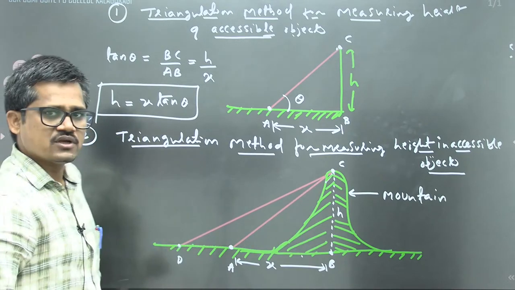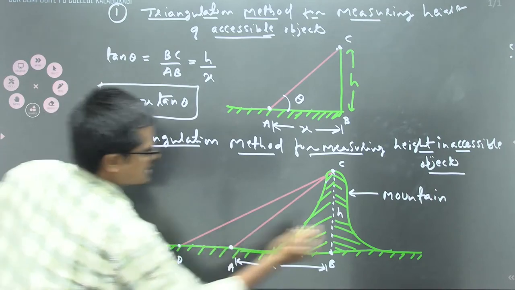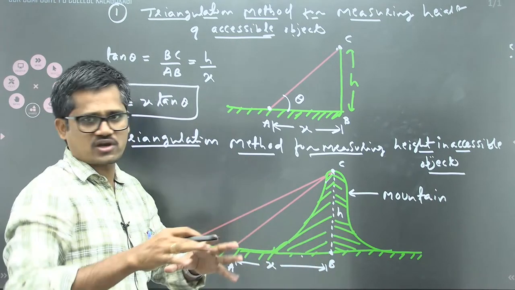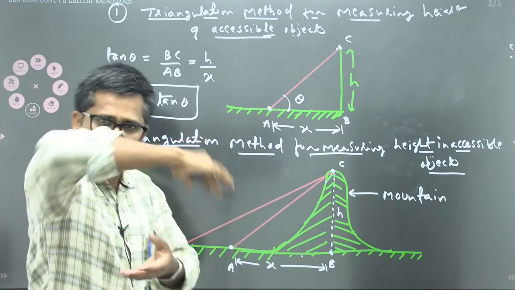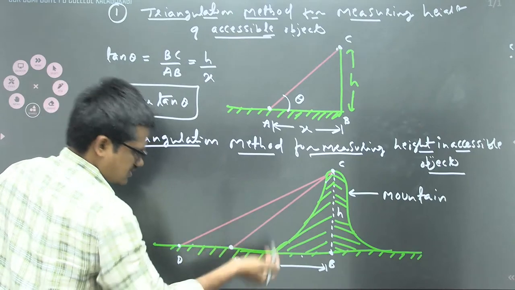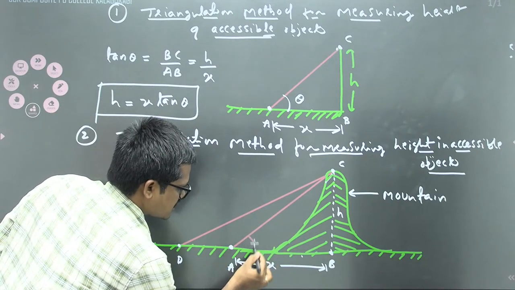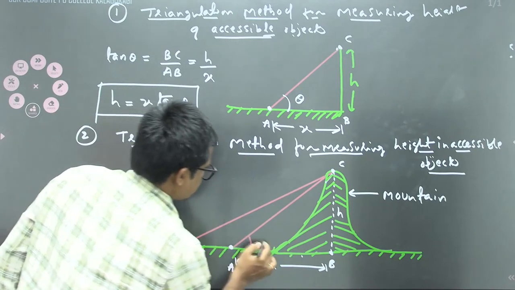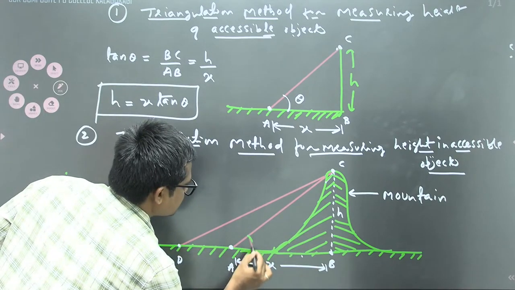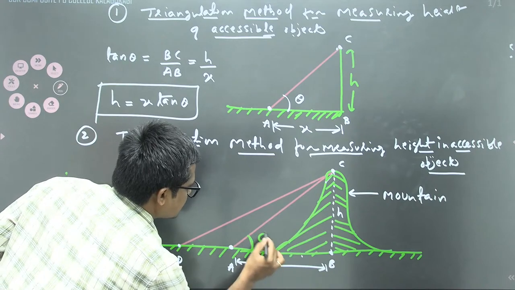Right? When you are here, using again the sextant, a telescope with a protractor, a device. So using that, we will measure first this angle. Let me measure this angle first. Let that angle be theta 1.